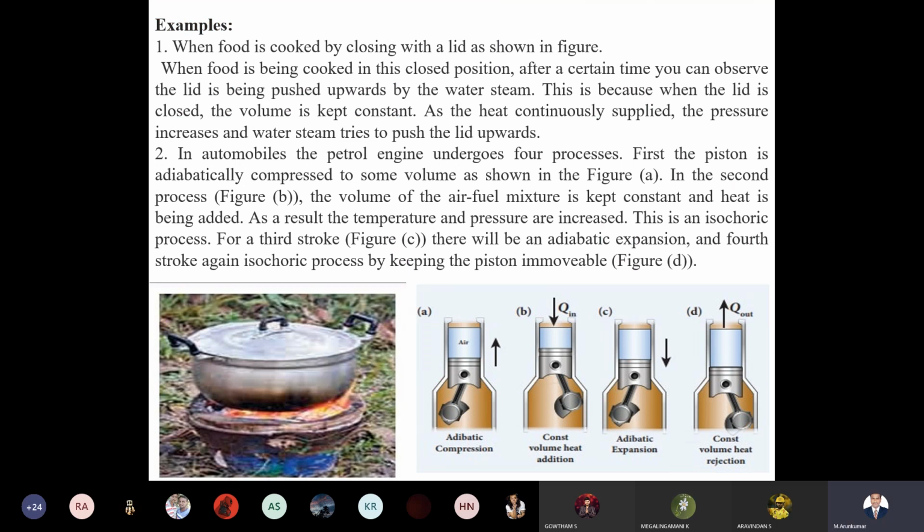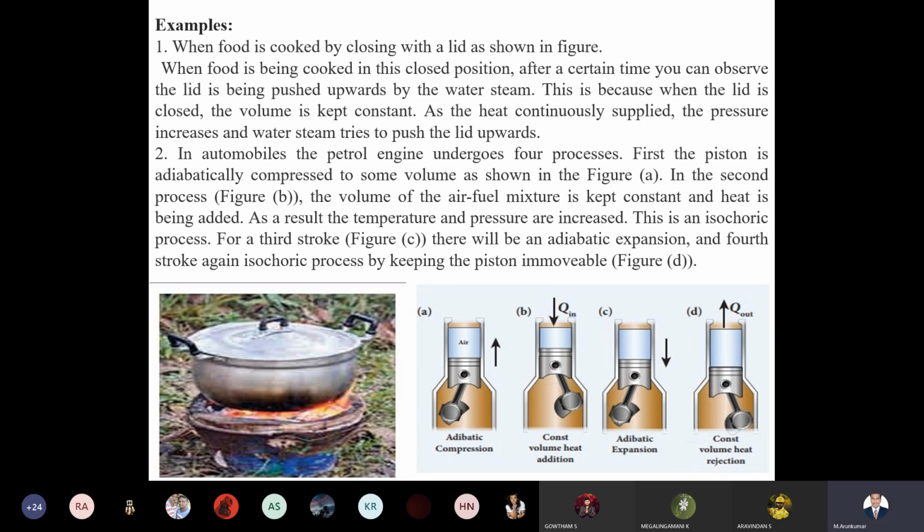Then these are the examples. When food is being cooked with the lid closed, as shown in the figure, this is a closed system. Sorry, closed system. Take this closed system. If you supply heat energy to the system, the internal energy inside the system will increase. Then the pressure will increase. Because of that, the lid will try to open.